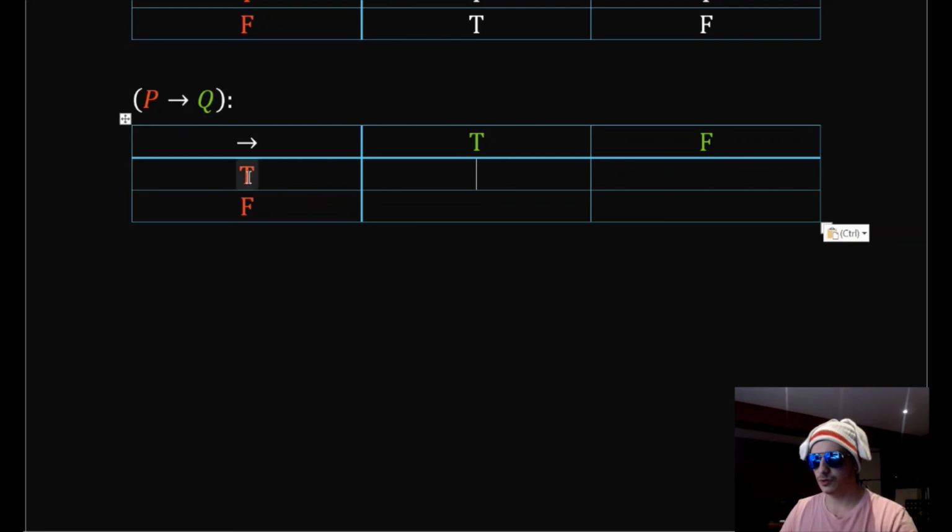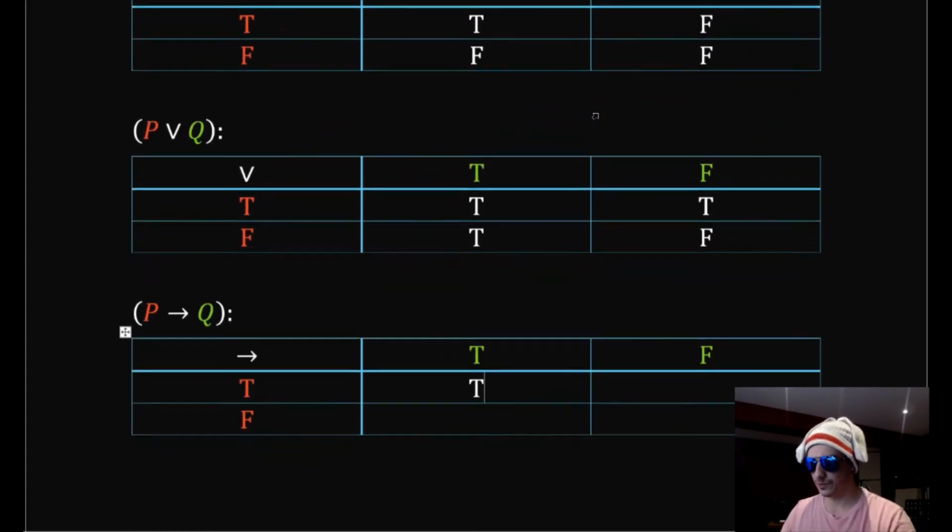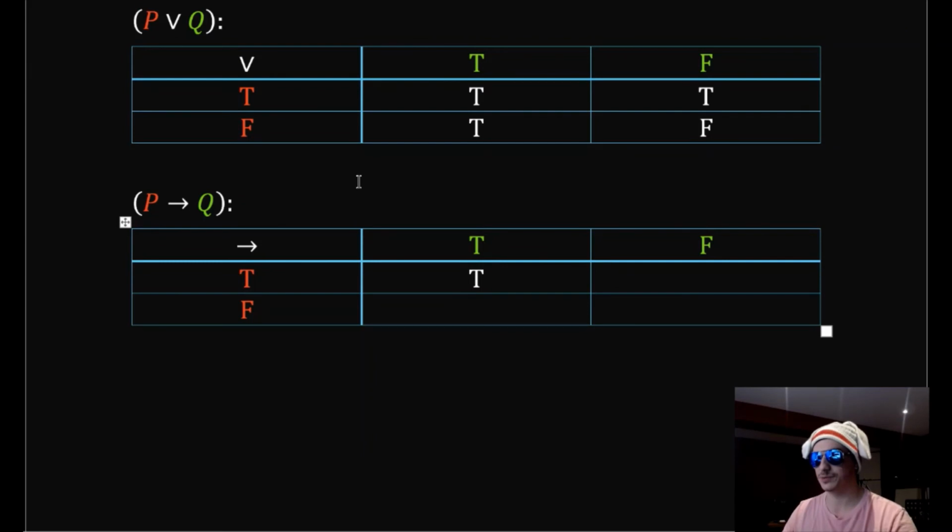Okay, so true implies true. This is true. Now notice the order here, it didn't really matter for the previous ones, but it's going to matter for this one. True implies false. It's false. False implies true is true, and false implies false is true.